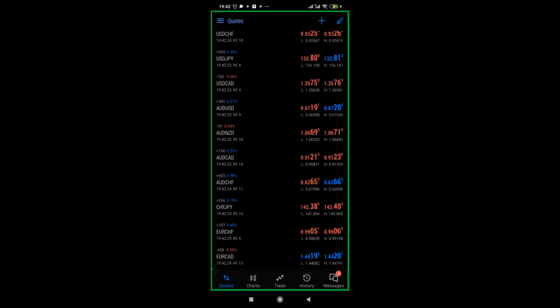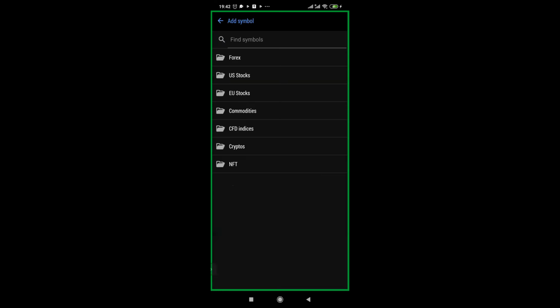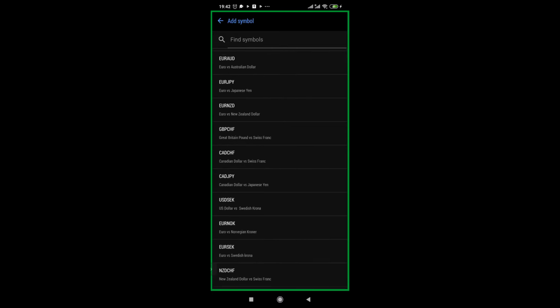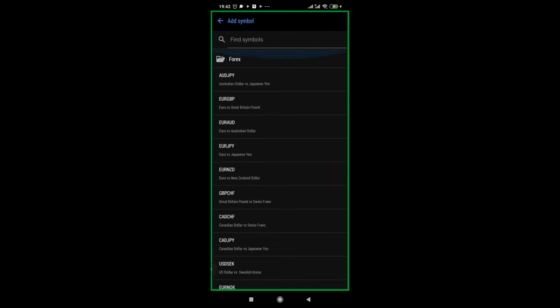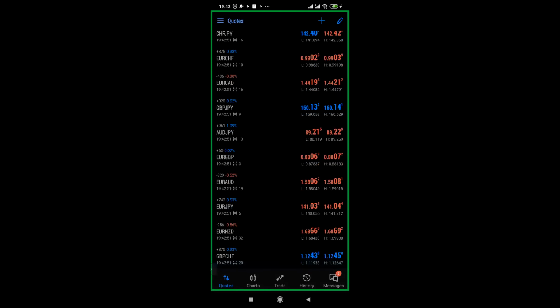If there is a pair that you are looking for that is not here, what do you do? At the top, you see a plus sign. So you click on plus and then click on Forex. Forex will give you all of the pairs that you can add. So let's say I want to add this pair. As I'm tapping on it, you're adding them onto your quotes, and then that will reflect here.